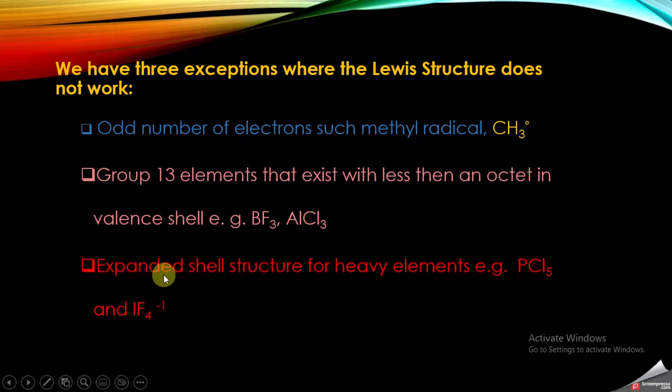The third situation is the expanded shell structure for heavy elements, for example PCl5, phosphorus pentachloride, and the IF4-1 ion. Expanded shell structure means they have more than 8 electrons. The d subshell is involved in these elements. Therefore we cannot follow the Lewis rules exactly.